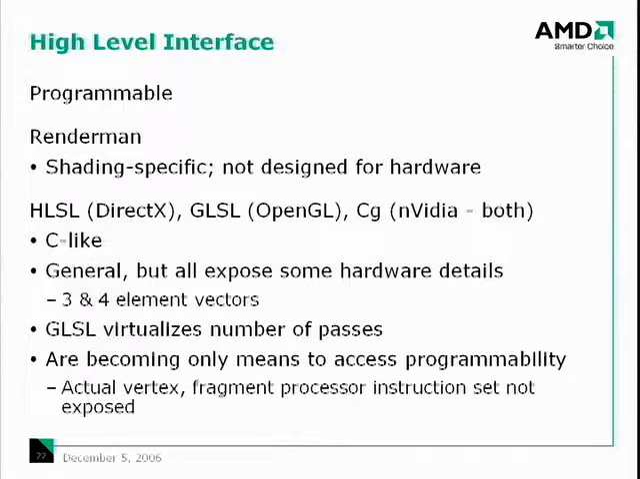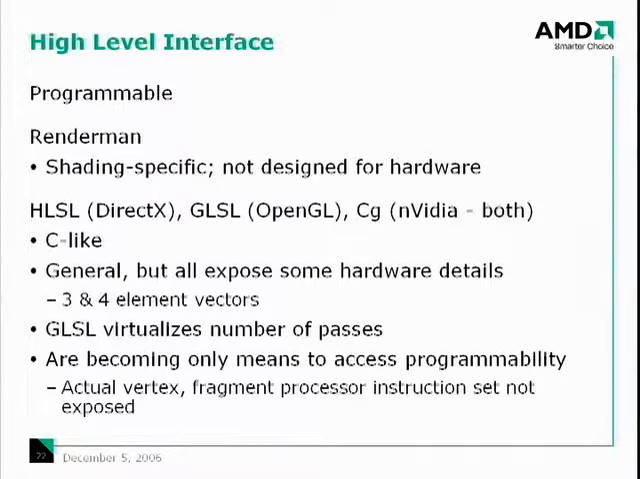Then there are these other languages that have come out to be more amenable to hardware. There's the high-level shading language, HLSL, which comes with DirectX from Microsoft, GLSL, the GL shading language, for OpenGL, and then there's a somewhat higher-level thing called Cg, the idea being C for graphics, from NVIDIA, which runs on both DirectX and OpenGL. These all provide C-like languages.